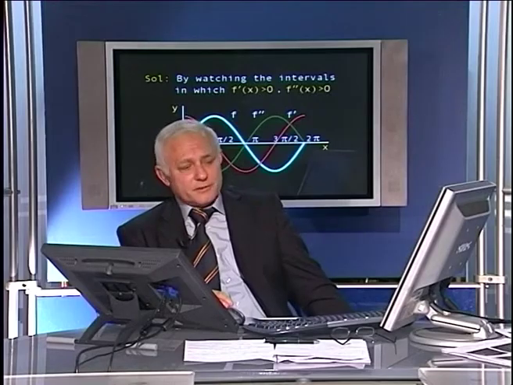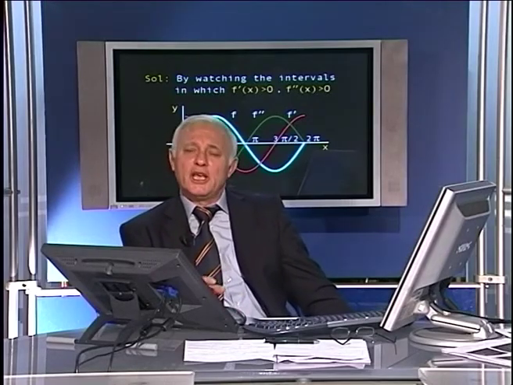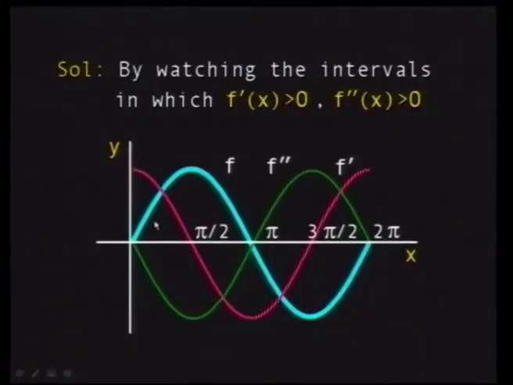Whereas if you want to know the intervals of convexity and concavity, it's easy. You watch the second derivative. Now, the second derivative of cosine is what? It is minus sine. Here is minus sine. The green curve here is the derivative of the cosine, which is minus sine. Look, this is inverted. It's sine which is inverted.